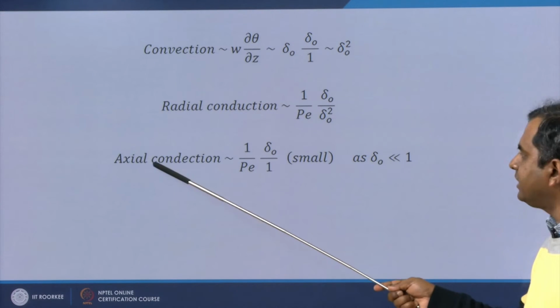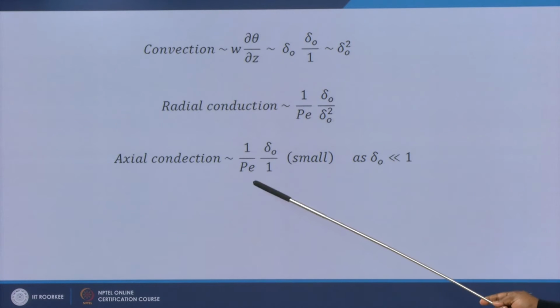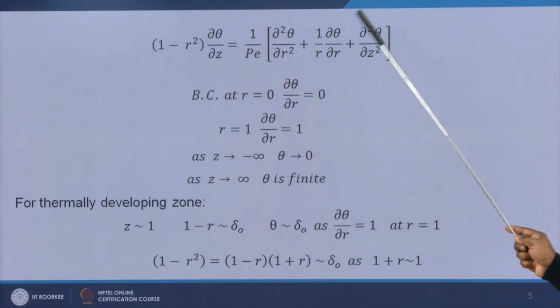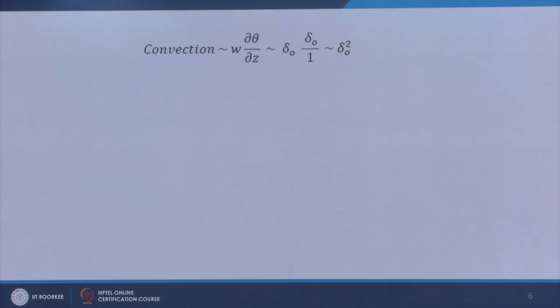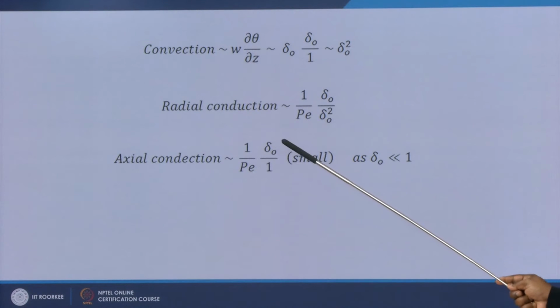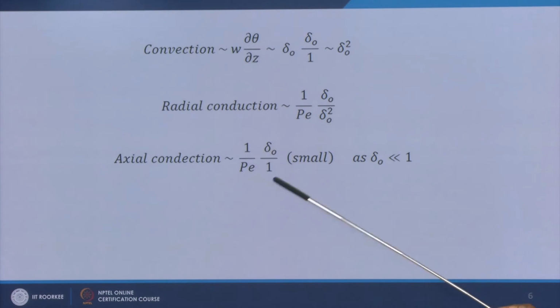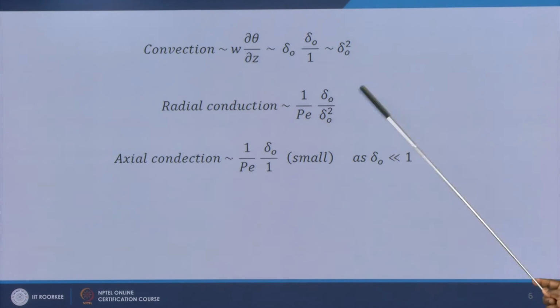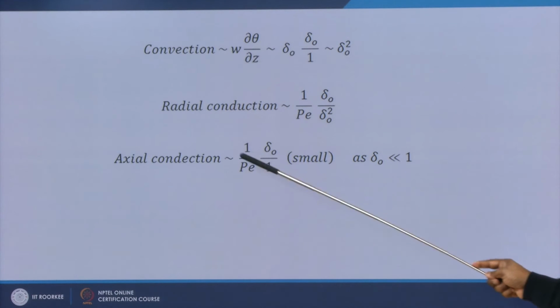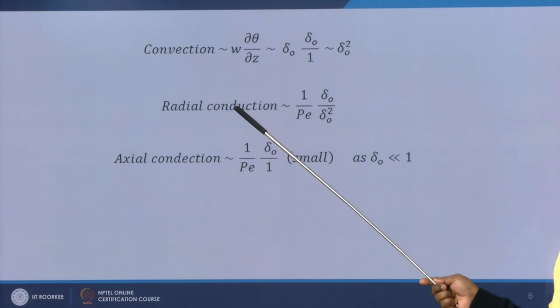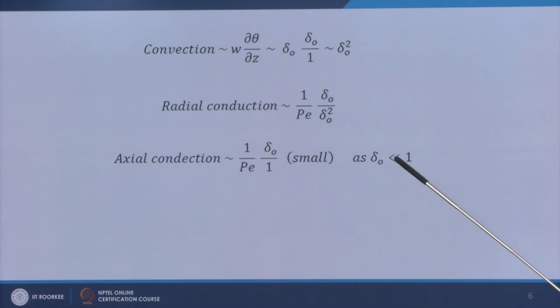Let us see the axial conduction. In case of axial conduction, it is nothing but 1 by Peclet number, and then let us go back to the equation, 1 by Peclet number, then order of theta and order of Z. Order of Z is 1, that whole square will also be of order 1, and theta will be of order delta naught. So ultimately we get 1 by Peclet number into delta naught by 1. Okay. Now you see this order is actually smaller compared to this one, because delta is very small. So the conduction order is actually this one, which is the radial conduction. Axial conduction can be neglected compared to the radial conduction for small delta, obviously.